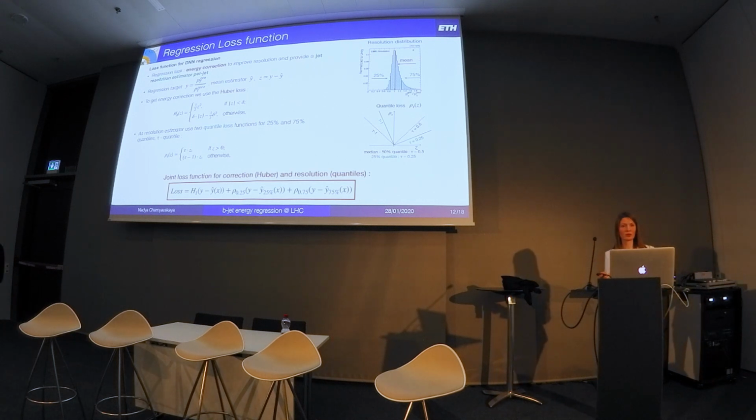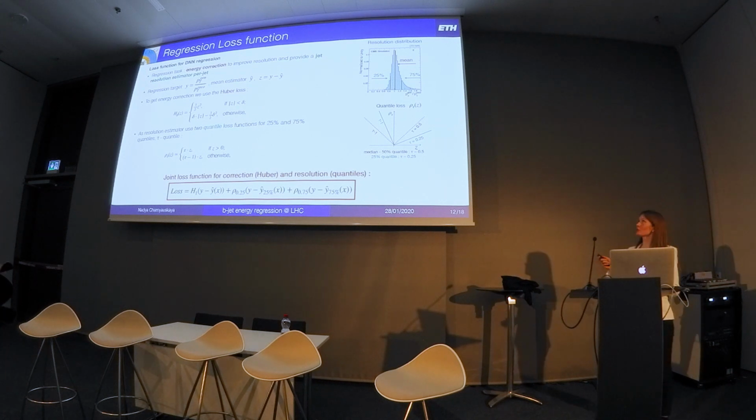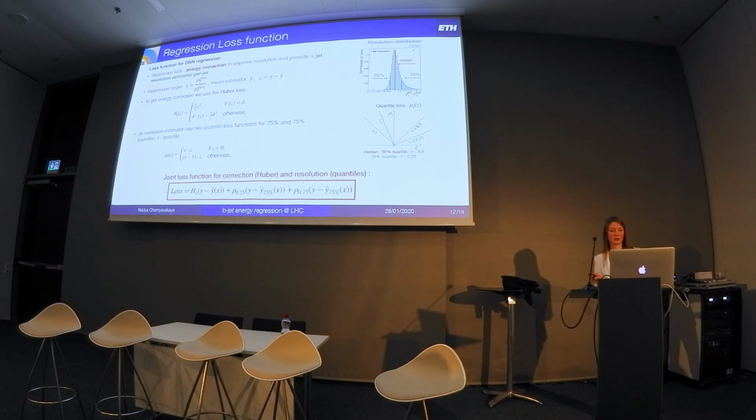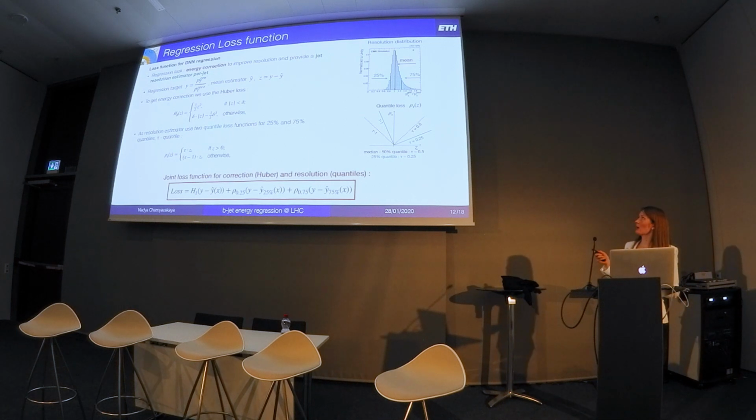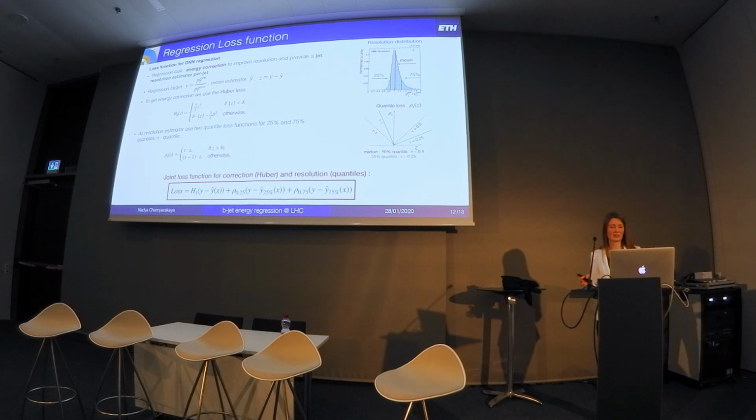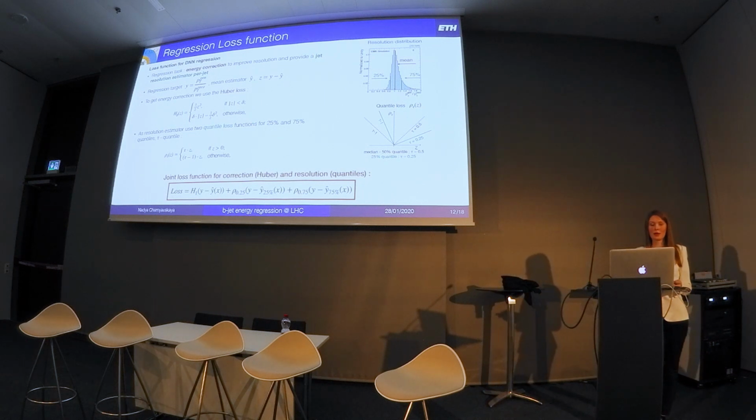To get the correction, we can use a Huber loss function. Here is the resolution distribution shown. So we'll use the Huber loss function to get the correction. What about the resolution estimator? If you look at this plot, if we know the positions of the 25% and 75% quantiles, then the resolution estimator can be estimated as half the difference of those. So we add to our loss function the two quantile losses, and the joint loss function would be the Huber loss function plus two quantile loss functions.